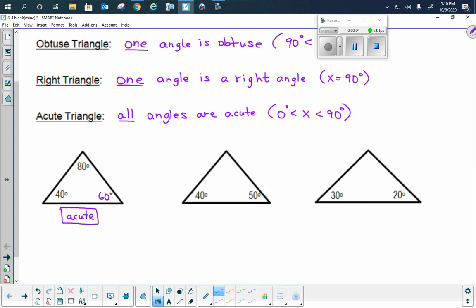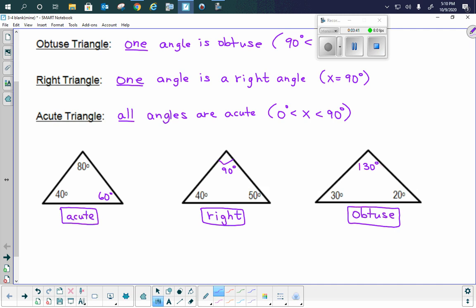The next one, again, 2 out of 3 angles I have, I should find the other one. 40 and 50 add to 90. 180 minus 90 will give you 90. And I know 90, I should be putting that box in the corner. And hopefully you're now going to tell me that's a right triangle because you've got one right angle. All right, the next one, 30 and 20 is 50. 180 minus 50 gives you 130. 130 is an obtuse angle, and therefore this is what's called an obtuse triangle.